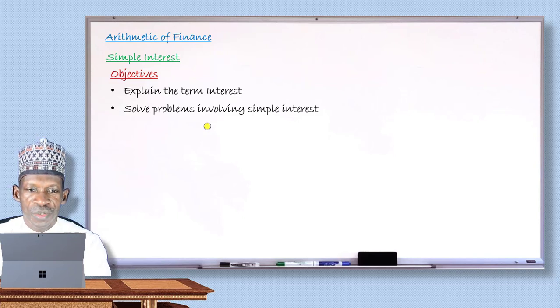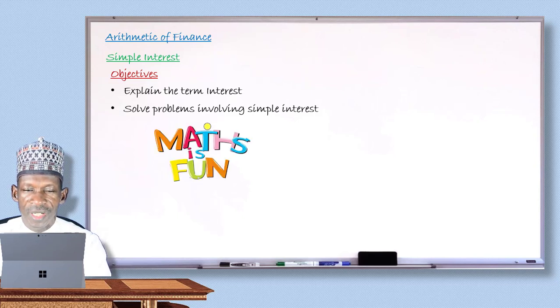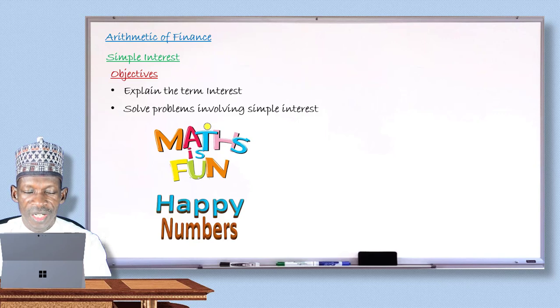So as usual, in the favorite segment of the lesson, my dear student, today I'm happy to give you another special group of numbers, and this group of numbers are called the happy numbers. I will explain with examples what happy numbers are after completing my lesson today, so don't go away.